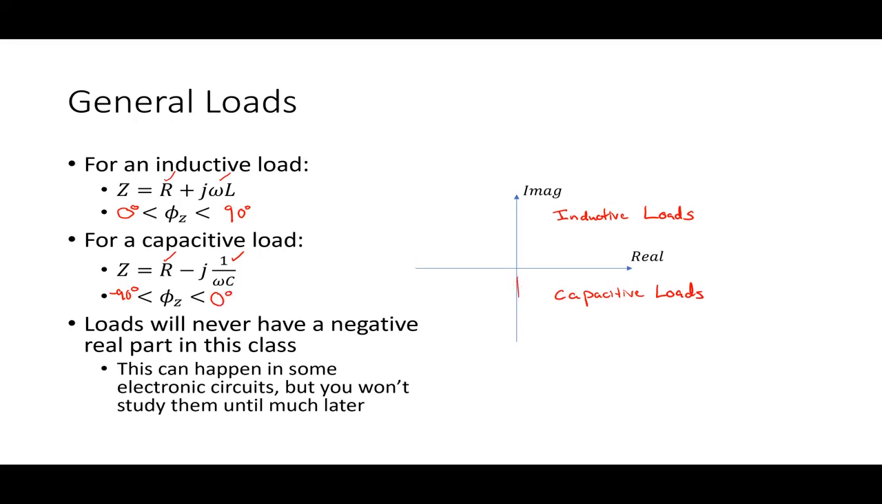Now, one thing it's important to note is loads should never have a negative real part. That would mean that they have a negative resistance. That can happen, although it really requires some funky electronics for that to happen. But in this class, we won't talk about that. That's something you'll deal with later on in your time if you're dealing with things like controls and those sorts of classes. In general, we're going to deal with loads that always have a positive real part. But my imaginary part can be either positive, meaning that I'm inductive, or negative, meaning that I'm capacitive.